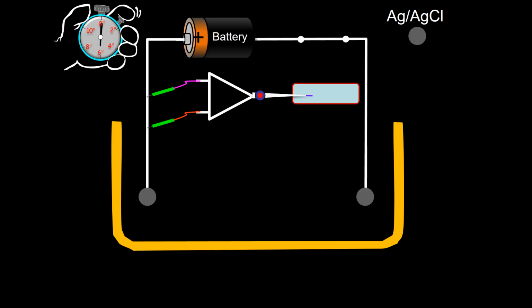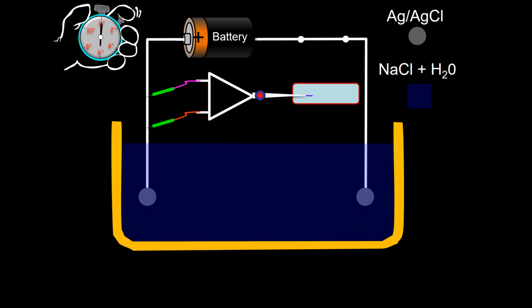Now I will place a bucket here, represented in yellow, and will fill the bucket with a sodium chloride solution. Once the bucket is full and both silver electrodes are immersed in the solution, the pen will rise, since a connection has been established by the sodium chloride between the silver chloride electrodes. The current will continue to flow as long as the circuit remains closed. Remember that the switch has been closed so far during this experiment.